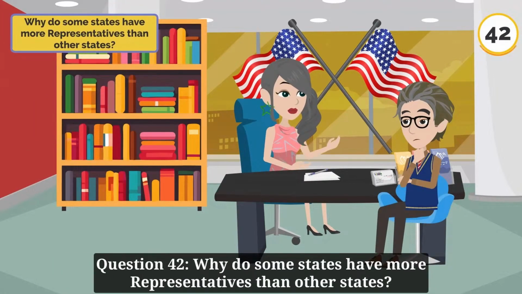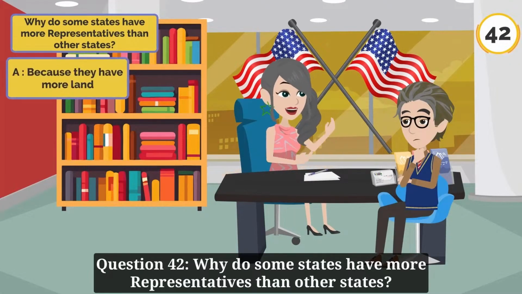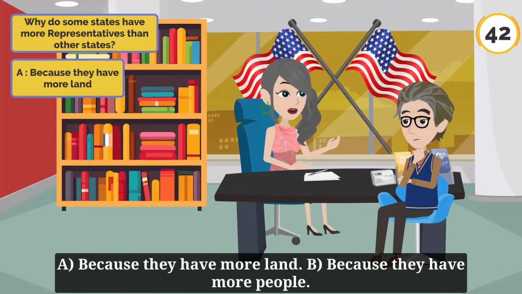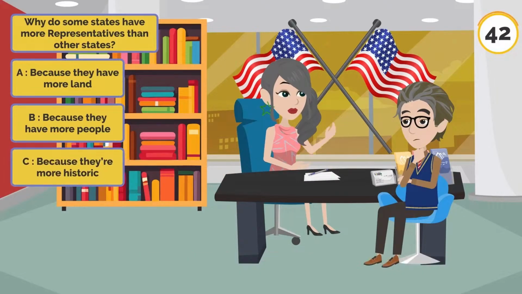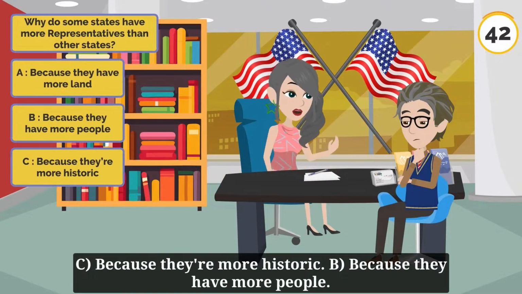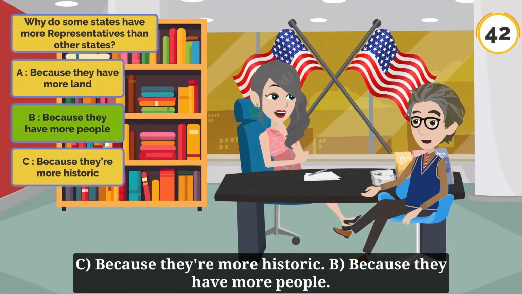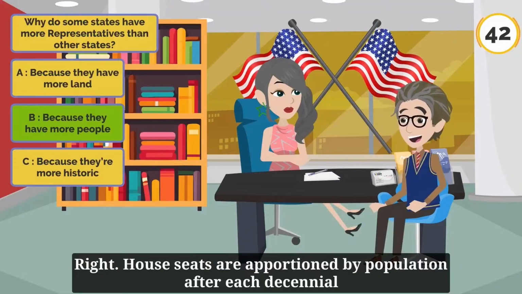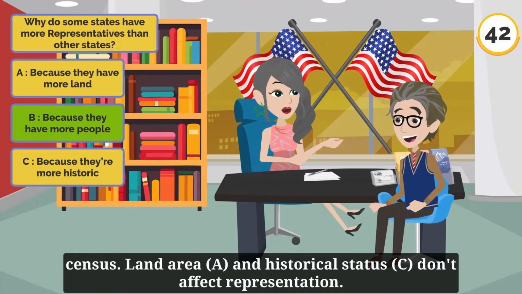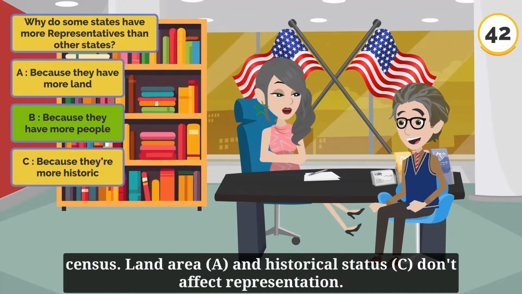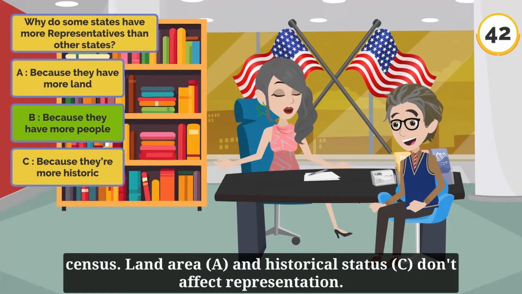Question 42. Why do some states have more representatives than other states? A, because they have more land. B, because they have more people. C, because they're more historic. I'll go with B, because they have more people. Right. House seats are apportioned by population after each decennial census. Land area, A, and historical status, C, don't affect representation.